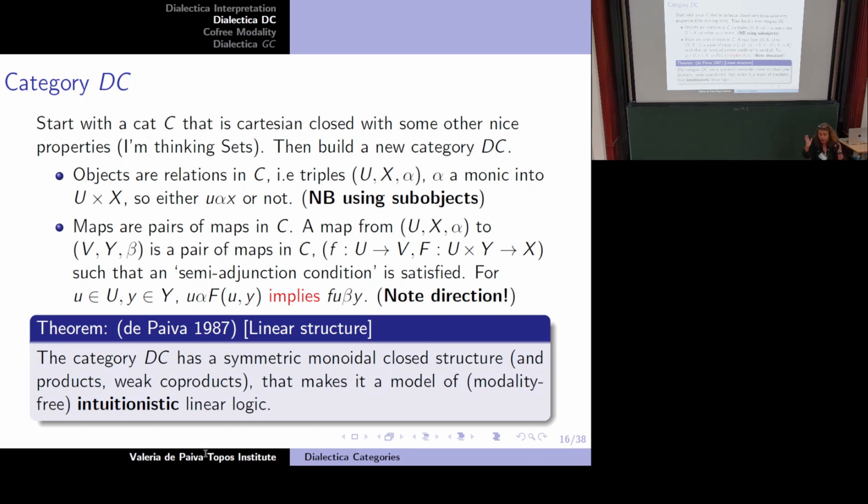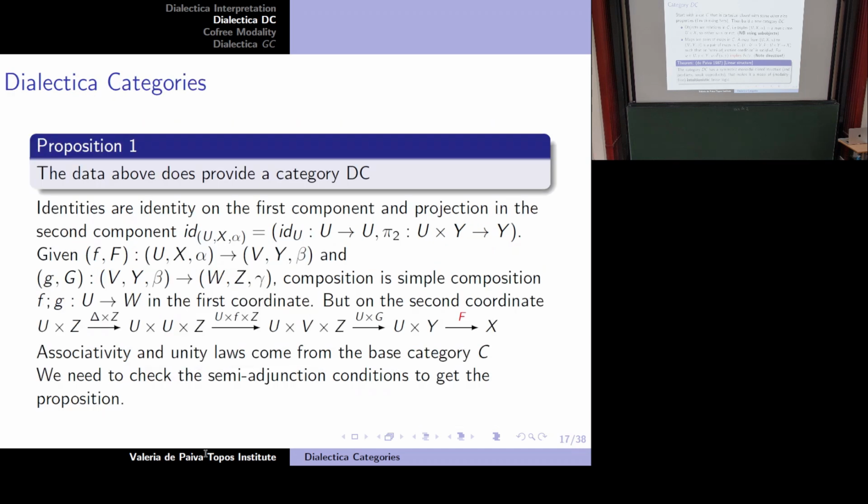In category theory, when you have triples like that, you normally think that things go mapping this way, and this way. Kind of, this one goes down, up, and down. So it's a little different. And so the theorem was, many years ago, that the category DC has a symmetric monoidal closed structure. It also has products and weak coproducts, and that makes it a model of modality-free intuitionistic linear logic. And this is what I've been trying to convince people here to formalize.